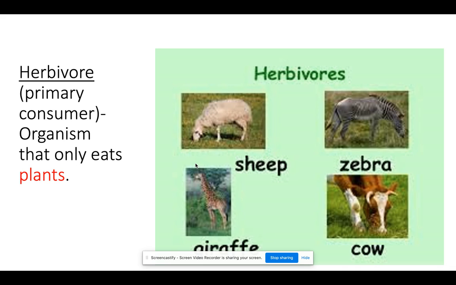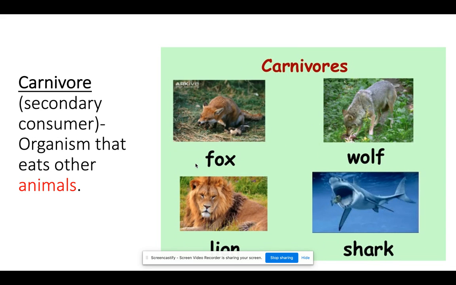First one I want to talk about is a herbivore, also called a primary consumer. It's the first consumer. They eat only plants. So some common herbivores here, the zebra, the sheep, the giraffe, the cow, they only eat plants. Herbivores eat plants. Carnivores, sometimes called secondary consumers. They're organisms that eat other animals. So some classic ones here, the fox, the lion, the shark in the ocean, and of course the wolf. There are definitely lots of others.